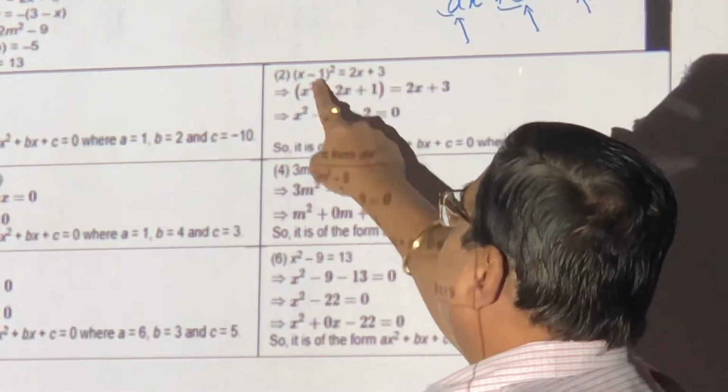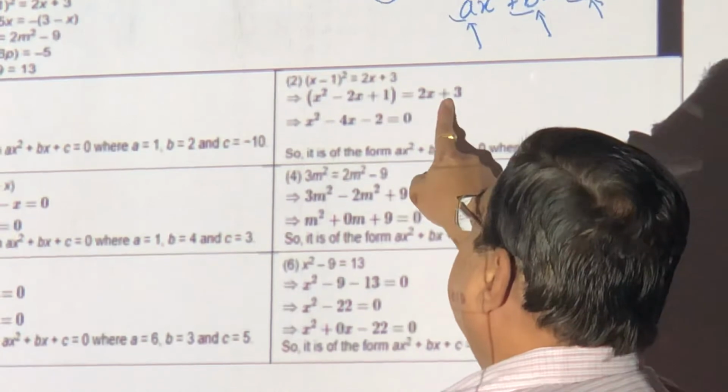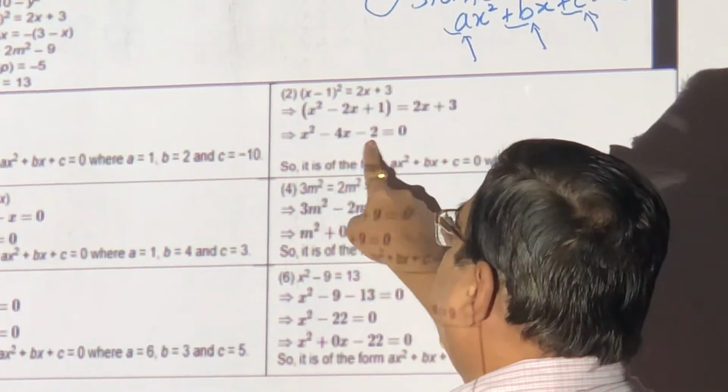Let's see. First I expand this. X square minus 2x plus 1 is this. I bring all on one side. I get this.